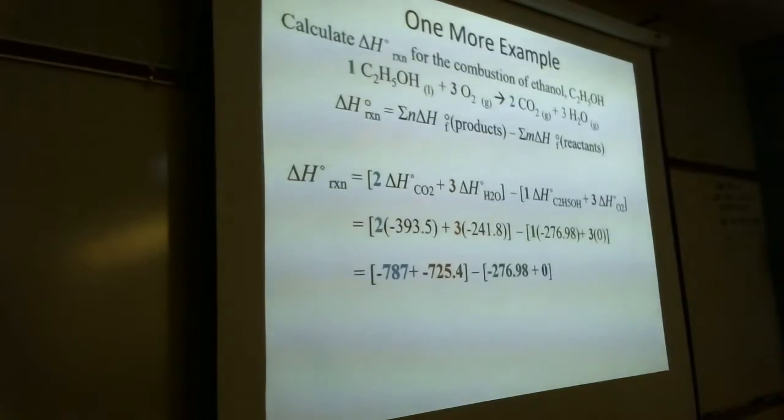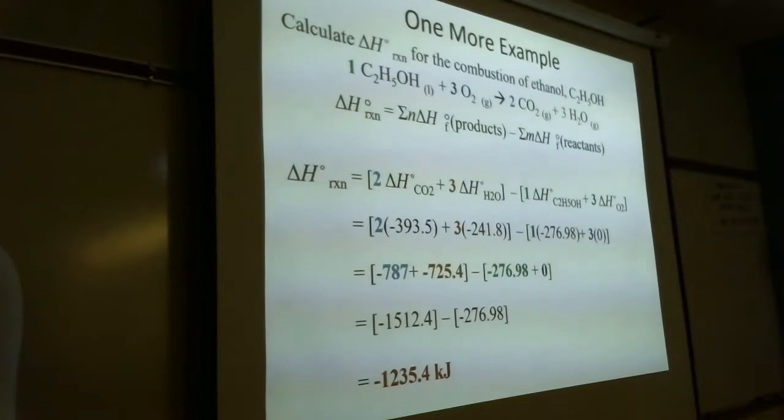I got negative 1,235.4. If you rounded that to 1,235, that's fine. And we're not going to get scrupulous about sig figs here because we're not calculating any of these values. We're not measuring any of these values ourselves. Right? We're just using the values from a reference table and we're crunching numbers. But we do need to have units, right? Units are going to be kilojoules. All of these are kilojoules, so make sure you do include units.